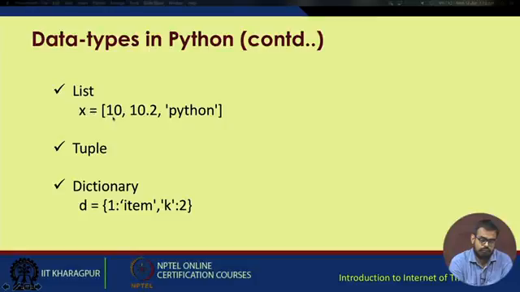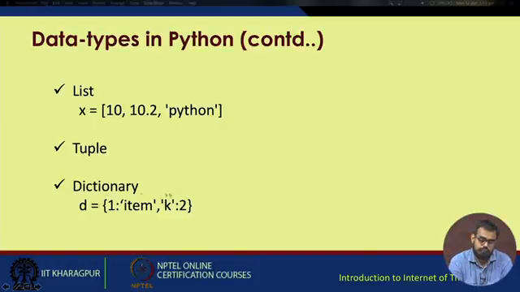You can see x equal to, within the square brackets you have 10, comma 10.2, comma within quotes Python. So you can assign an integer, a float, as well as a string type to these various elements of the list. Then the next data type is called a tuple. So a tuple is an ordered sequence of items which once created cannot be changed or modified.